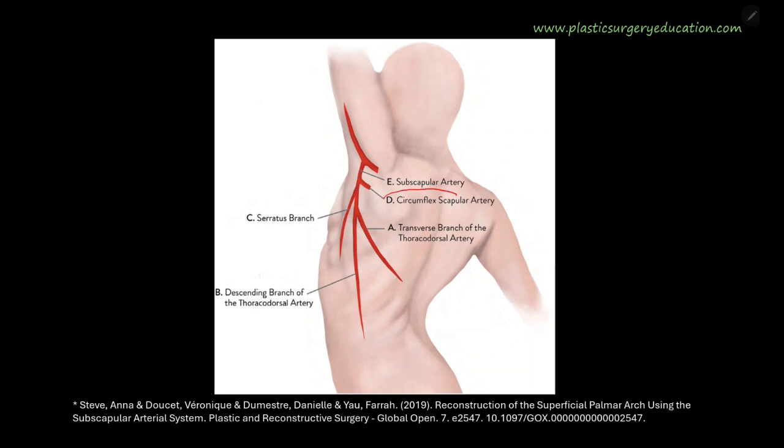Now coming to the thoracodorsal artery. This is the thoracodorsal artery. After giving rise to the circumflex scapular, we have the thoracodorsal. It gives the serratus branch, the transverse branch, and the descending branch. The thoracodorsal artery forms the basis of the latissimus dorsi muscle flap. This latissimus dorsi muscle flap can also be harvested with serratus.